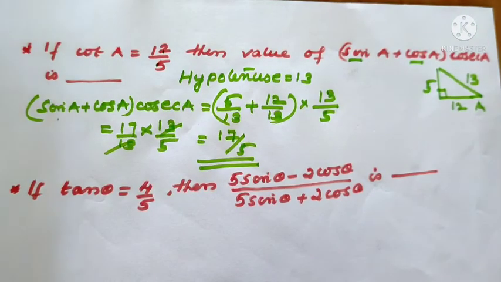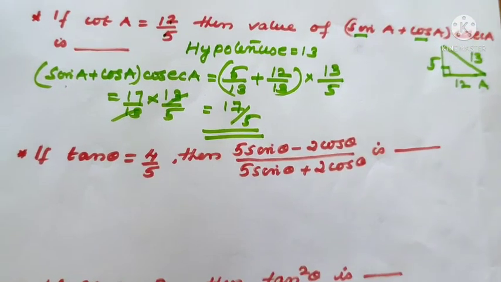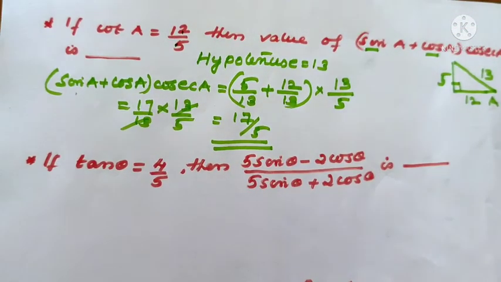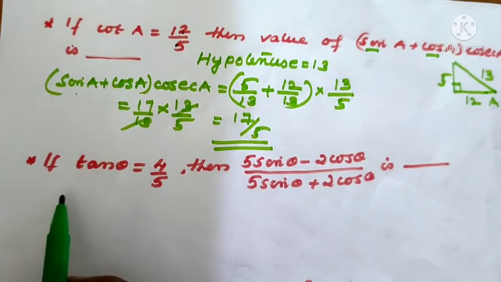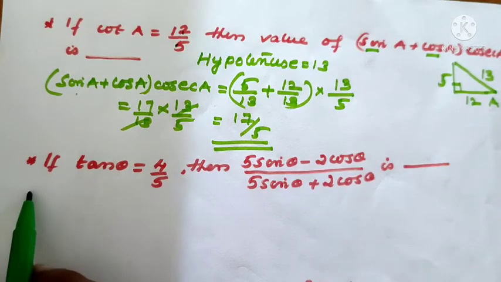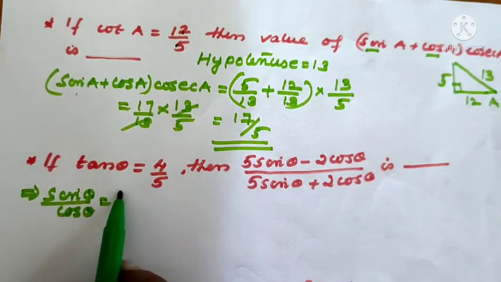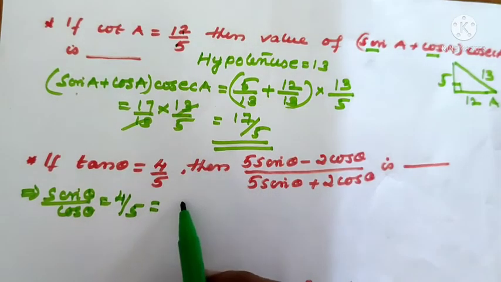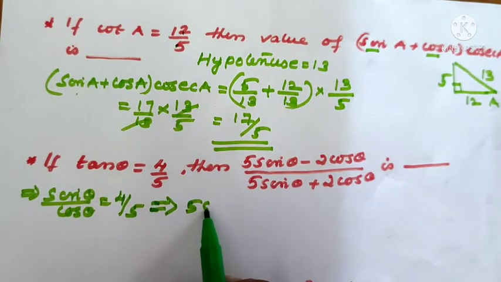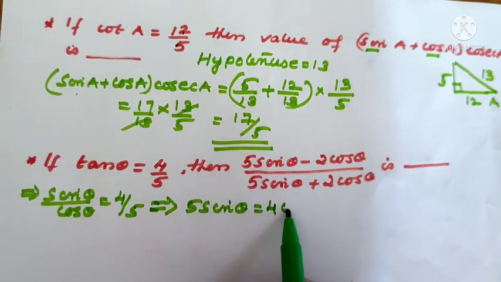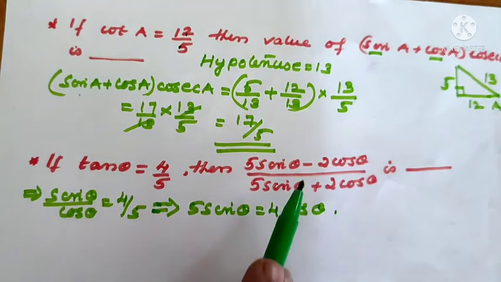Now the next question: tan theta equal to 4 by 5. Then what is the value of (5 sin theta minus 2 cos theta) divided by (5 sin theta plus 2 cos theta)? We already did this method, by dividing the terms by cos theta, then we will get tan. Now another method we can also go with. Tan theta equal to 4 by 5 only. That means sin theta by cos theta equal to 4 by 5. Cross multiply, what will we get? 5 sin theta equal to 4 cos theta. Right.